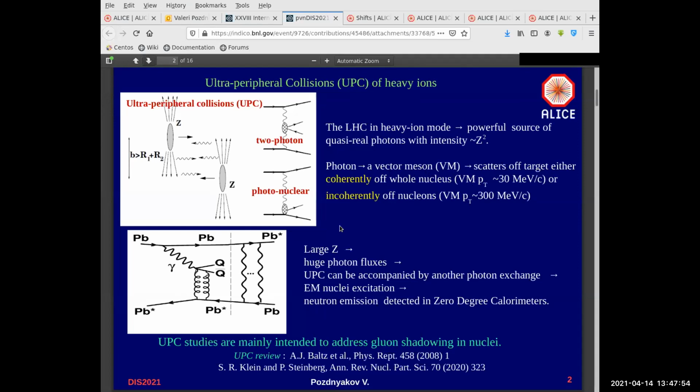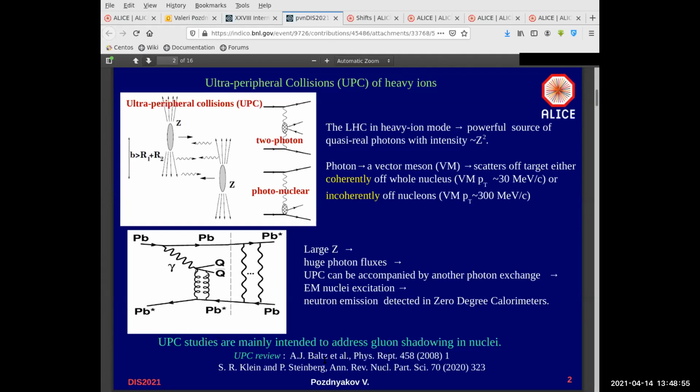Another nice feature of studying UPC at the LHC is that for the large charge of the ion, we get huge photon fluxes, and in that case there is a quite sizable probability of an additional photon exchange between the ions. Then we can get electromagnetic nuclear excitation with subsequent neutron emission, and our detector is equipped with a calorimeter which can detect these neutrons. So the main aim of UPC studies at the LHC is to study gluon shadowing, possible gluon shadowing in nuclei.